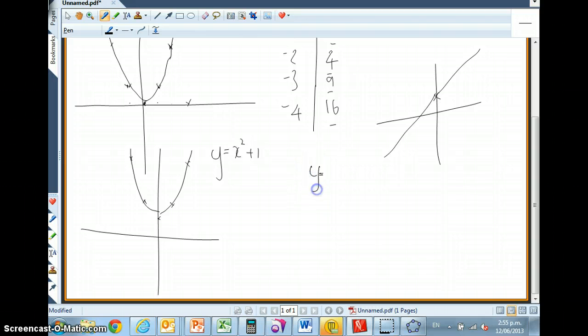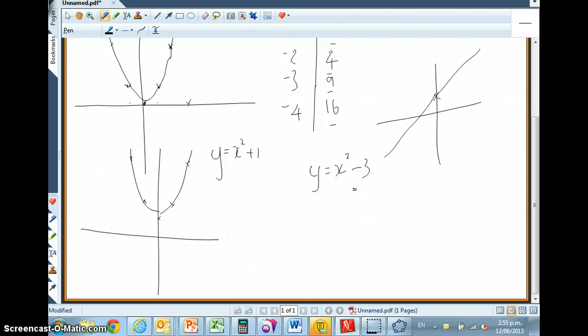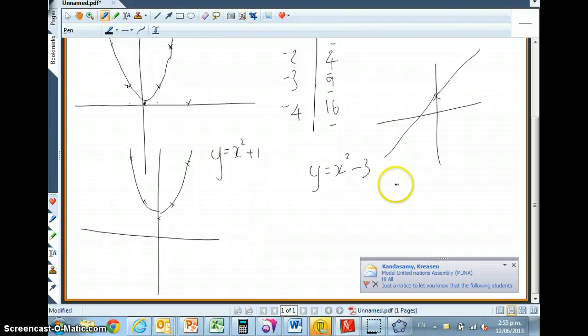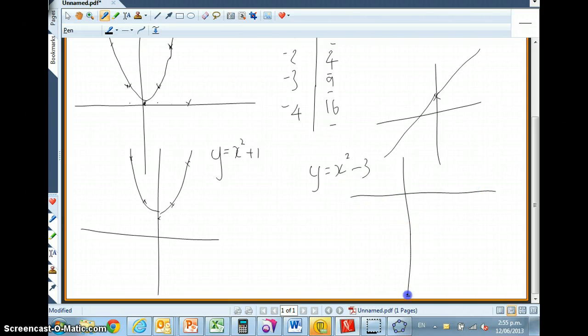What about y equals x squared minus 3? What's that going to do? It shifts it down below the x-axis, down to minus 3. When you go to minus 3, there it is there. Go across 1, up 1. Across 1, up 1. Across 2, up 4. Across 2, up 4.